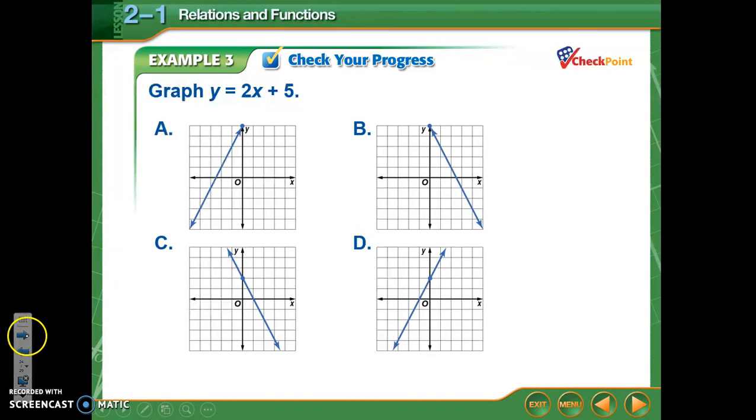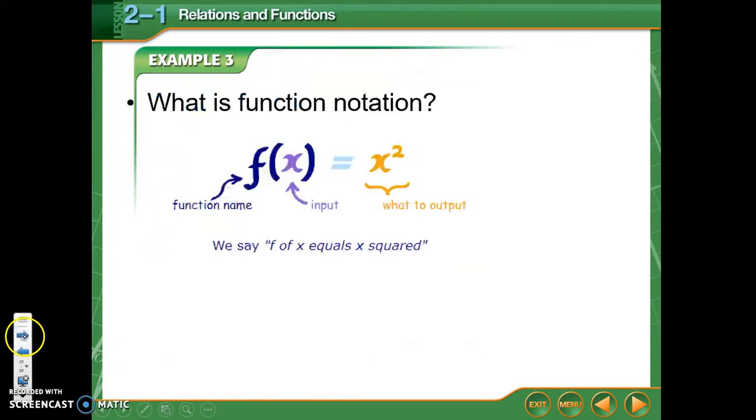All right, stop and answer this question. Hopefully you recognized it as a y-intercept of 5 and a slope of positive 2.